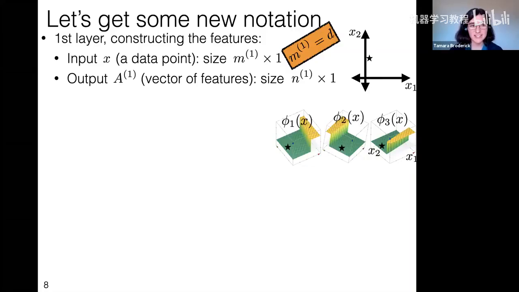So basically the idea is we're going to take in data of whatever data dimension we have. In this particular illustration, the data dimension was 2. And then we're going to output a set of feature values. In this particular illustration, the number of feature values is 3. Now, A1 itself will be those values. It just has size n1 by 1. It's a column vector.